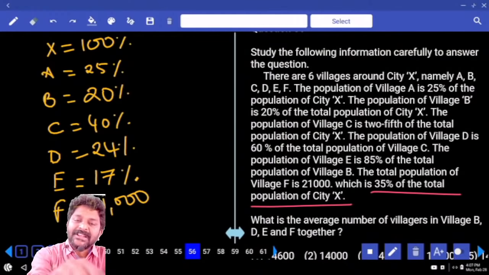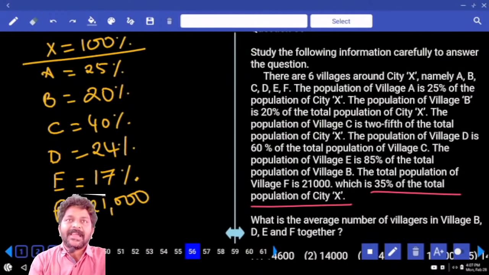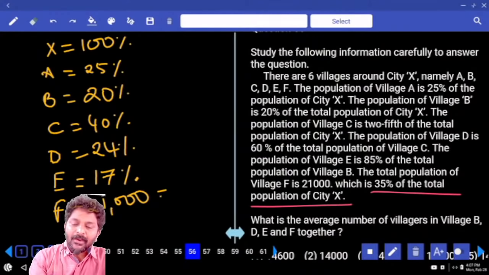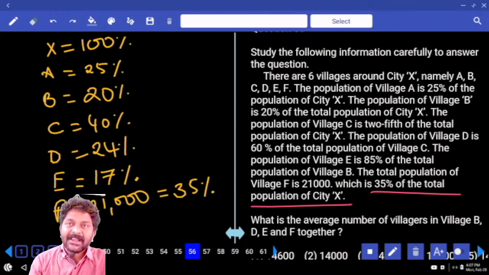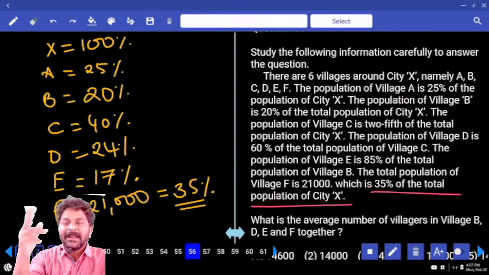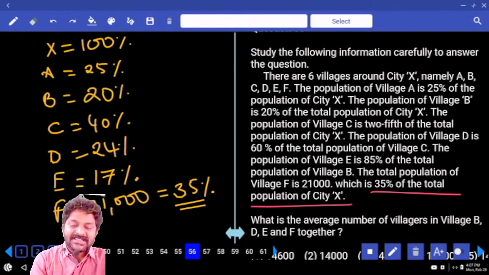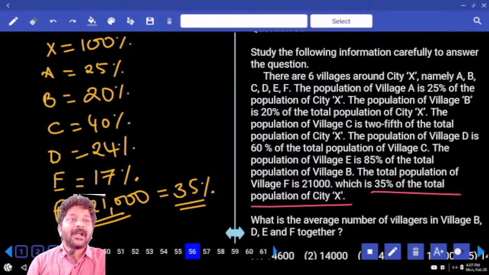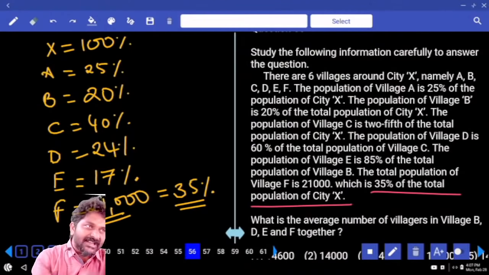So, if city X population we already treated as 100%, and now 21,000 is equal to 35%, correct? What is 35 double? 70, triple 2, and how many zeros are there? Come on, 2 more zeros are there.